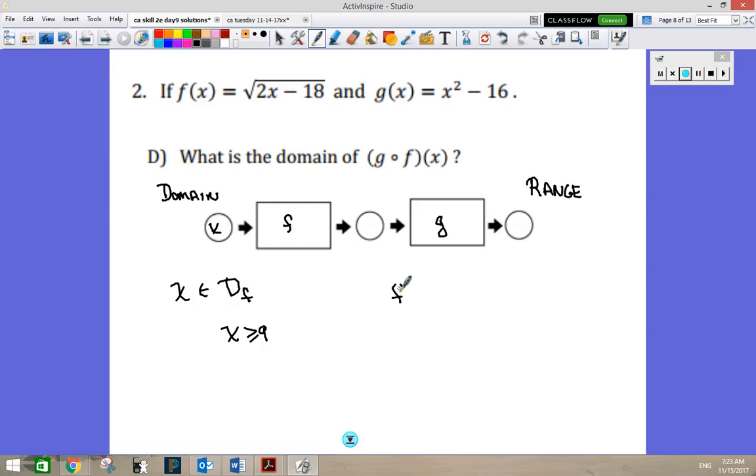The second thing that has to be true is the output of f, this f of x, has to be in the domain of g. Well, that's no problem, because g isn't picky at all. The domain of g is all real numbers. It takes any number that f can produce, and it will produce a number. So as long as we start with x greater than or equal to 9, this composition will produce a number in the range. So that's our domain for g composed with f, from 9 to infinity.